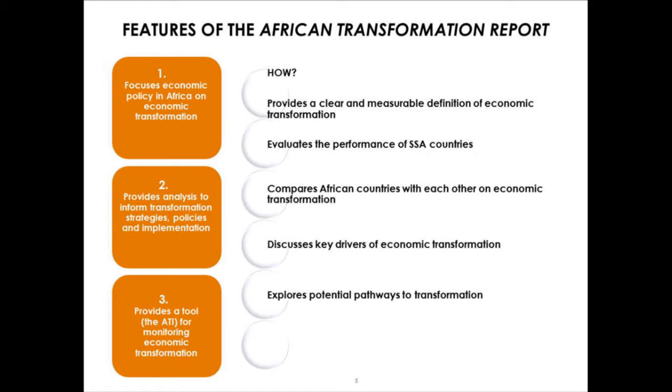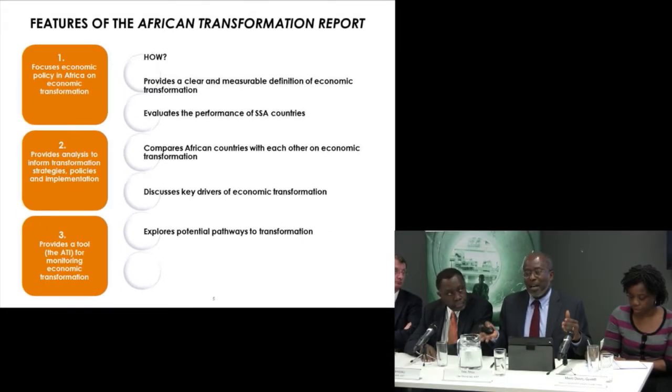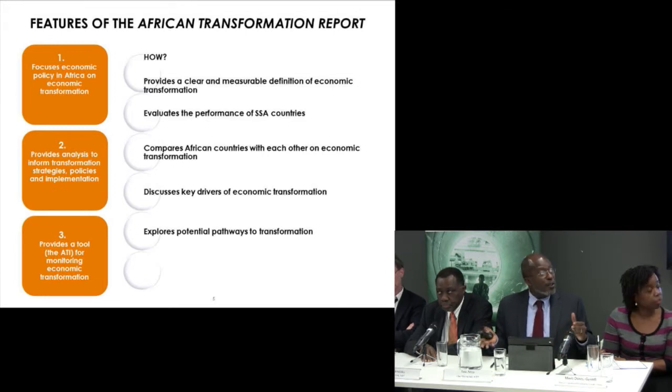And then this allows us basically to conclude that over the 40-year period, African countries, the economies in Africa haven't really transformed the way that we measure transformation, and that there's a need to up our game in this direction. And then the rest of the report is split into two parts.